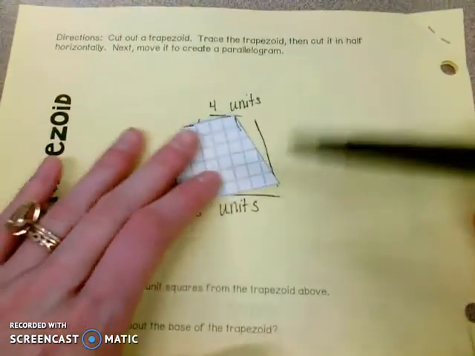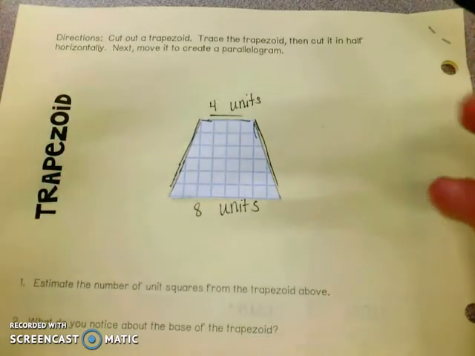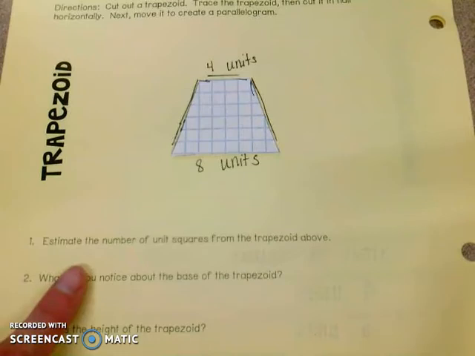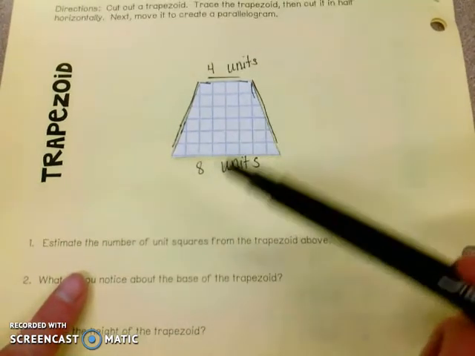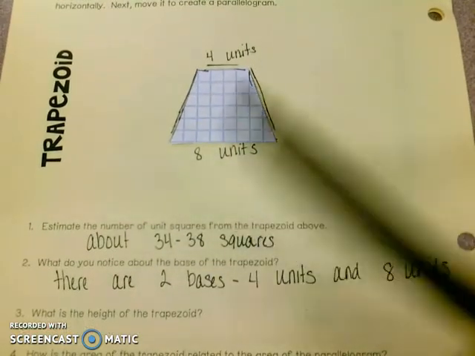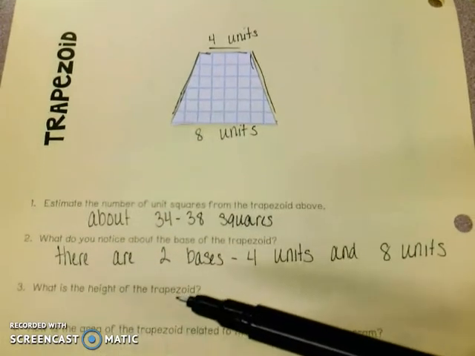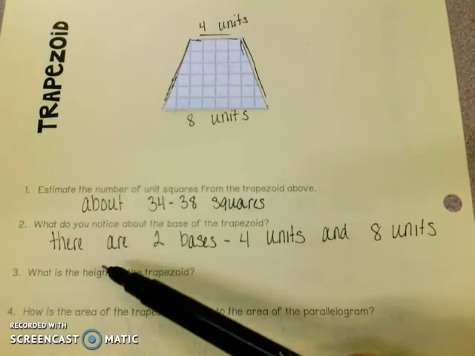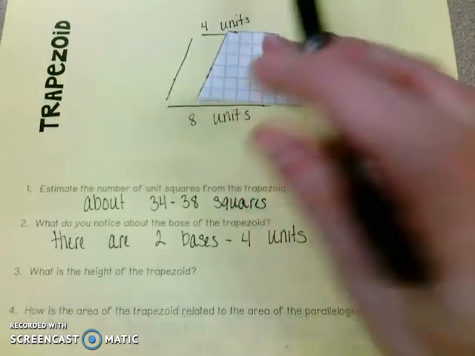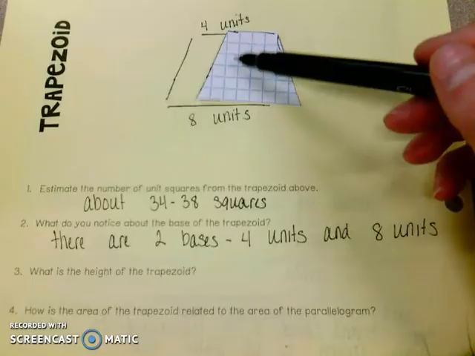Okay, so what we're going to do is figure out how do we find the area of this trapezoid. So go ahead and pause your video and answer number 1 for me. Estimate the number of unit squares from the trapezoid above. So go ahead and count the number of unit squares you see there. Alright, so when you counted your squares, you probably counted anywhere from 34 to 38 squares. And then we've already talked about how there are 2 different bases, the 4 units and the 8 units. And then we have a height here, so it's 1, 2, 3, 4, 5, 6 units tall.